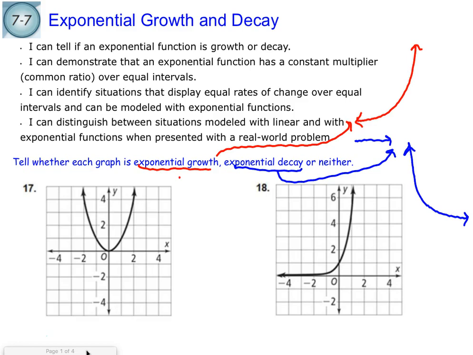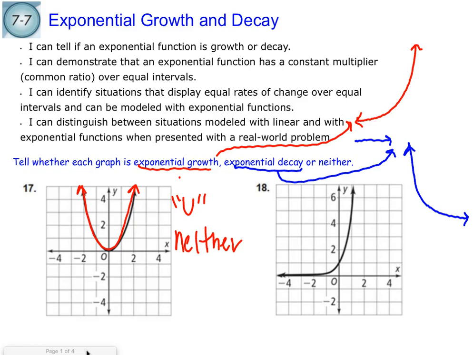Back to notes. So 17, we have what is called a parabola, and it is U-shaped, right? It's U-shaped. So I hope we all know by this point that that is not exponential at all. So this would be a big old neither. It's not either.